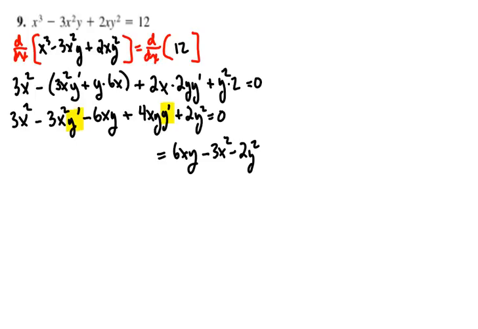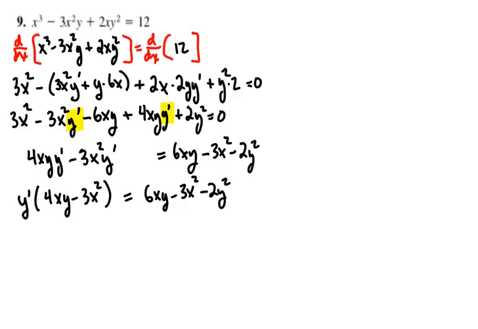I'm going to put the positive term first, 4xy y prime, and then minus 3x squared y prime. Does it have to be with a positive term first? No, but it's always easier to work with when you do have that. Alright, so we're going to next factor out the y prime from the left side, and we get y prime times 4xy minus 3x squared is equal to 6xy minus 3x squared minus 2y squared.